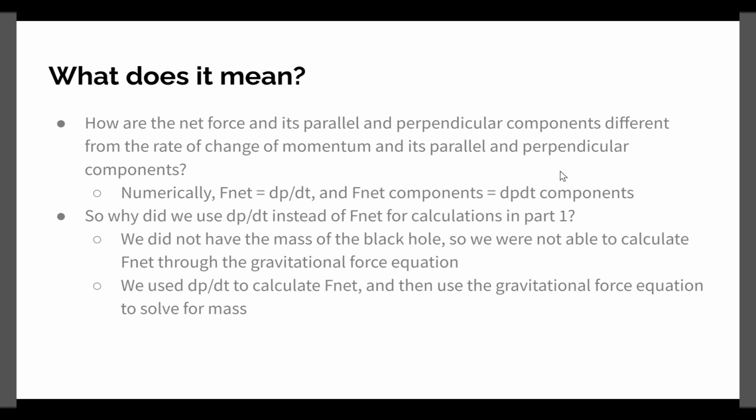How are the net force and its parallel and perpendicular components different from the rate of change in momentum and its parallel and perpendicular components? Numerically, these two things are the same. This raises the question of why we use dp/dt instead of F net for the calculations in part one. This is because I didn't initially have the mass of the black hole, so I wasn't able to calculate F net through the gravitational force equation. Instead, I used dp/dt to calculate F net and its components, and then used the gravitational force equation to solve for mass.